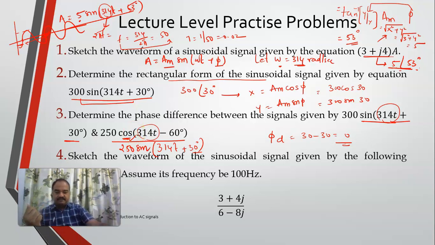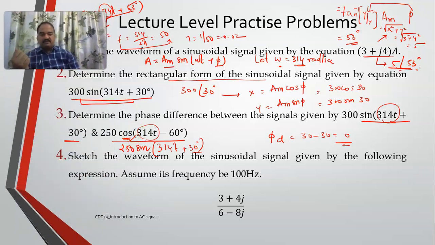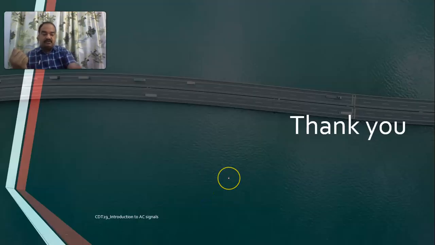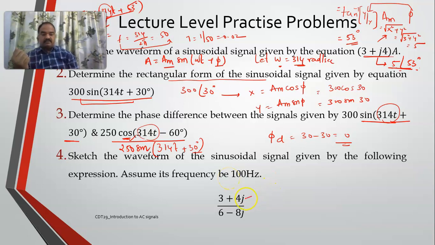And finally, sketch the waveform of the sinusoidal signal given by the following expression. Now this is an expression. You need to convert it into polar form. So you will get some value, A1 at an angle of phi 1. This one you will get A2 at an angle of phi 2. So what are you supposed to do? A1 by A2 is the magnitude. Angle is phi 1 minus phi 2. When you have this, I'll take this as A, at an angle of phi.